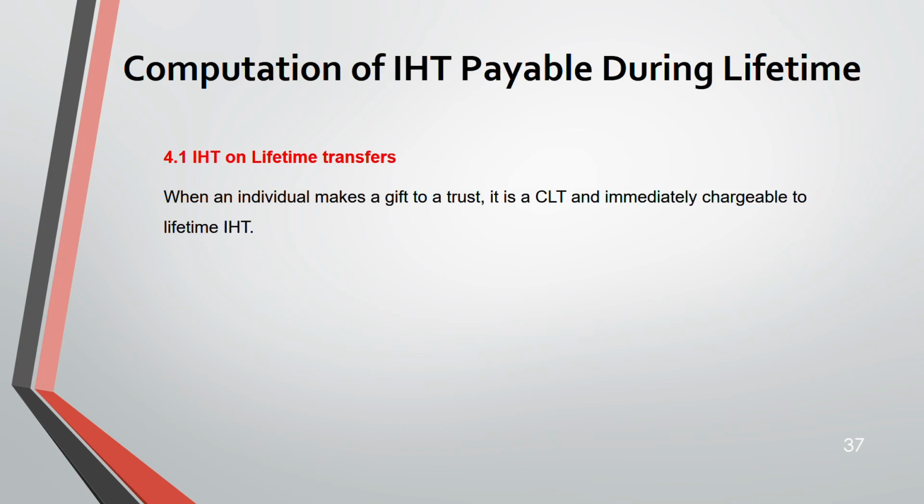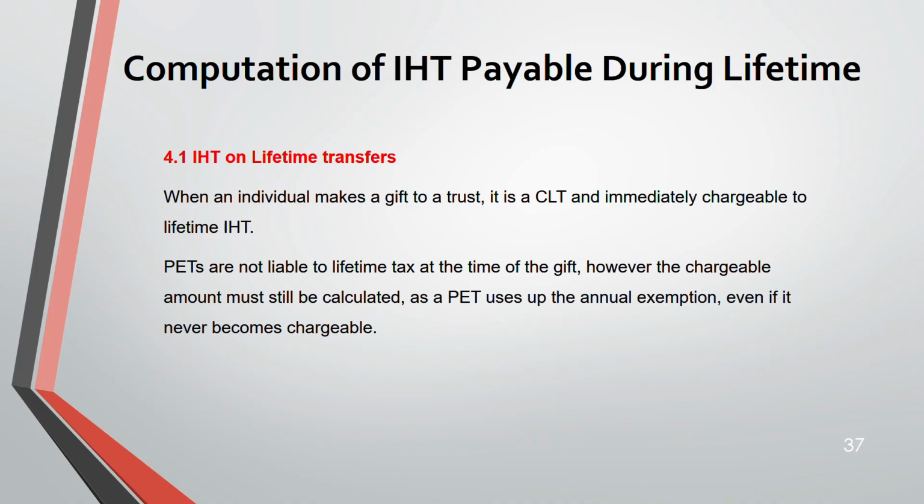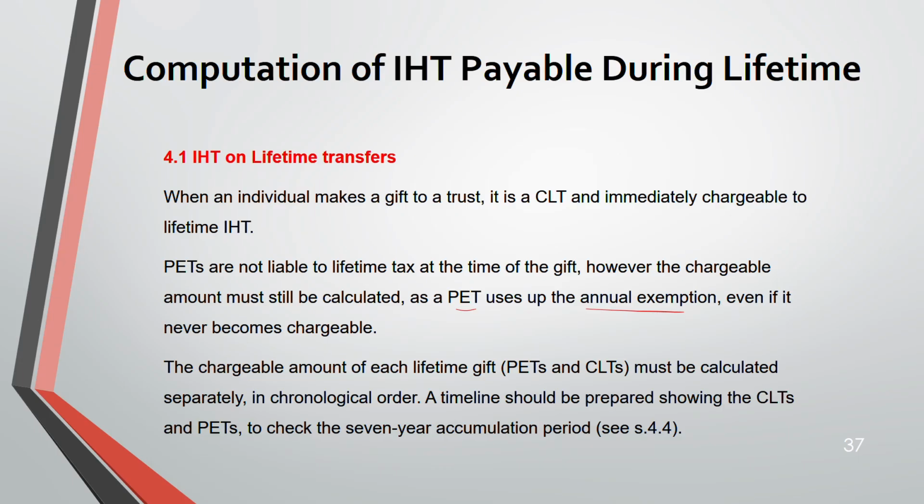When an individual makes a gift into a trust, it is a CLT and immediately chargeable to lifetime IHT. PETs are not liable to lifetime tax at the time of gift. Okay, but still you have to calculate the chargeable amount. And a PET will use the annual exemption, even if it never becomes chargeable. The chargeable amount of each lifetime gift, whether it's a PET or a CLT, has to be calculated separately in chronological order. We have just done it.